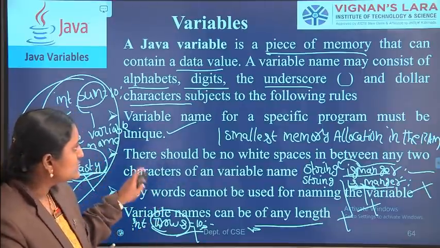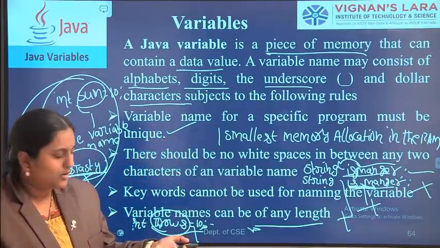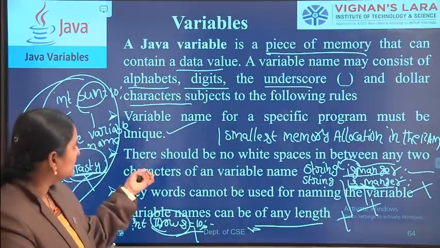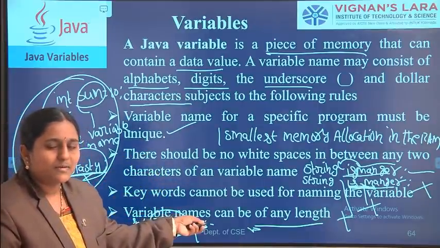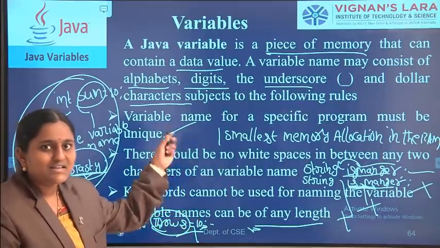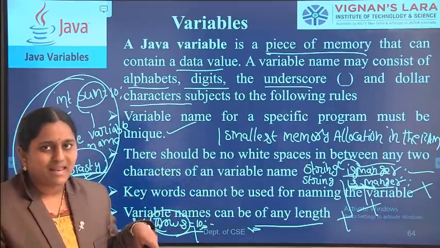So these are all the rules and regulations for defining a variable. I think everyone is clear about these points, because you already studied these concepts in the C programming language.